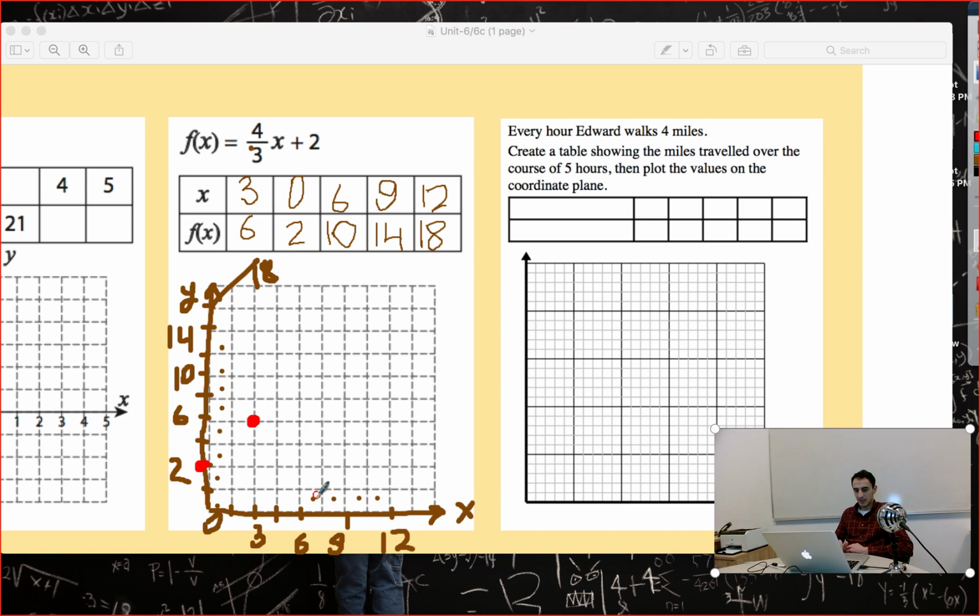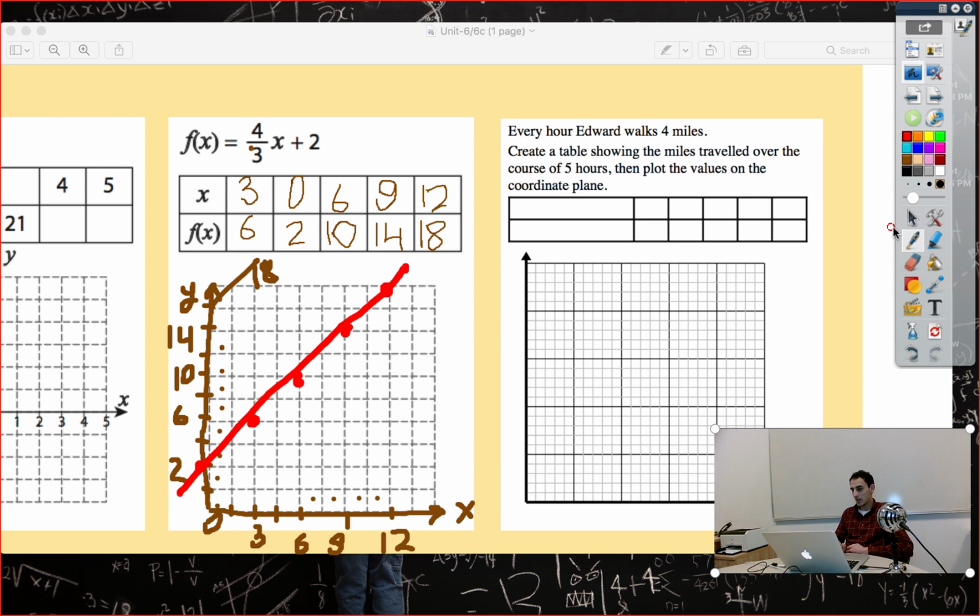And then 6, 10. 6, 10 will be here. 9, 14 will be here. Okay. 12 and 18, since here is 18, so 12, 18 will be here. Okay. And this is my line. You see? Straight line.